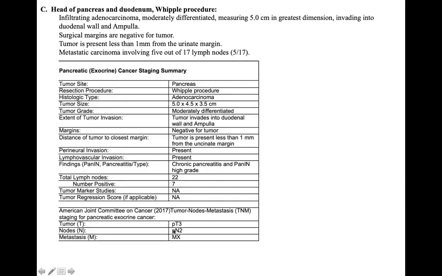It was a pT3, pN2, and it was an adenocarcinoma. It was staged using a pancreatic exocrine summary, and this was how it was signed out. And here it's important, this is why we sampled the uncinate margin, because the tumor was present less than 1 millimeter from the uncinate margin.